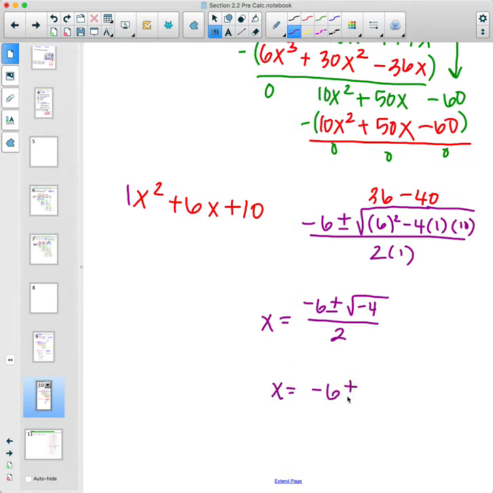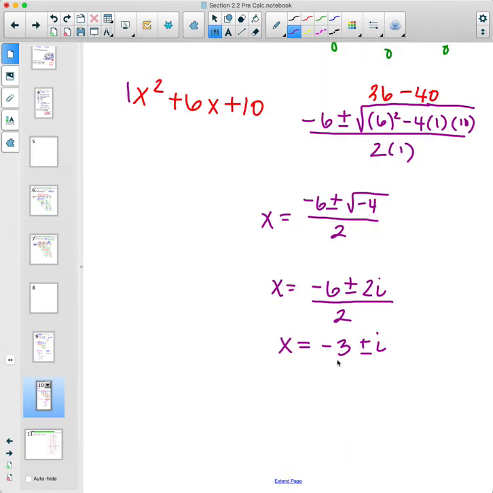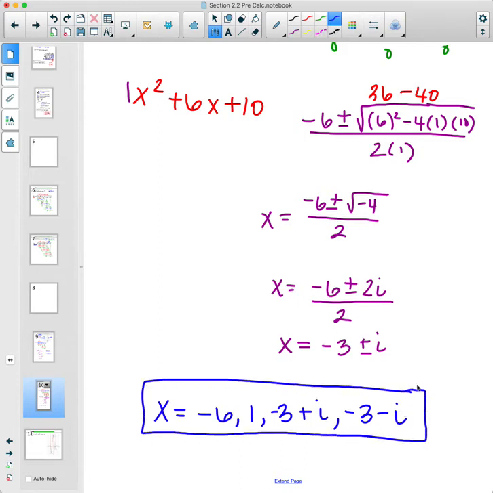So we get negative 6 plus or minus the square root of negative 1, which is i, and the square root of 4 is 2. So we get 2i here, divided by 2. All of these are divisible by 2, so we'll divide everything by 2 and get our two imaginary solutions as negative 3 plus or minus i. So our original two solutions were negative 6 and 1. Those are our real solutions. Then we have negative 3 plus i and negative 3 minus i, to give us our 4 total solutions to this quartic, this x to the fourth.